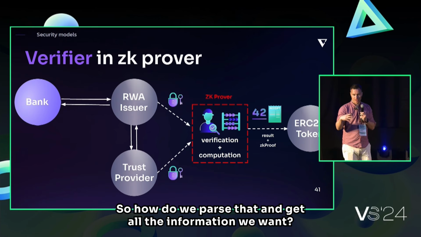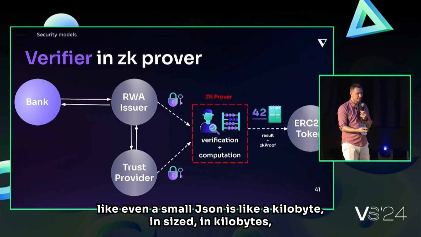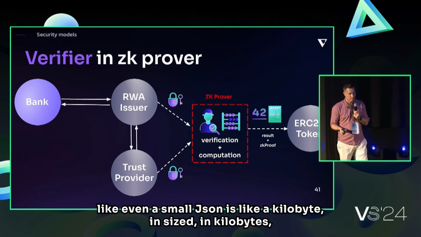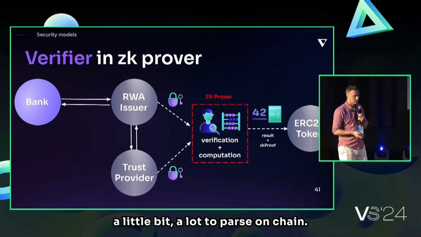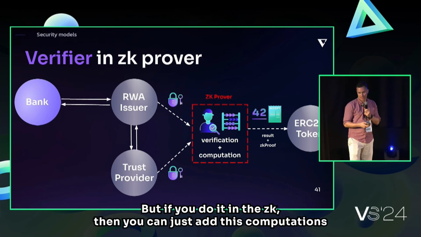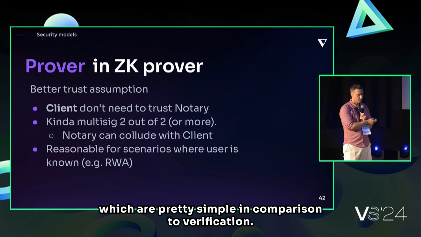So how do we parse that and get all the information we want? Again, we can do it on-chain, but it's computationally heavy. Even a small JSON is sized in kilobytes, a lot to parse on-chain. But if you do it in ZK, then you can just add these computations, which are pretty simple, and compile them into the verification.